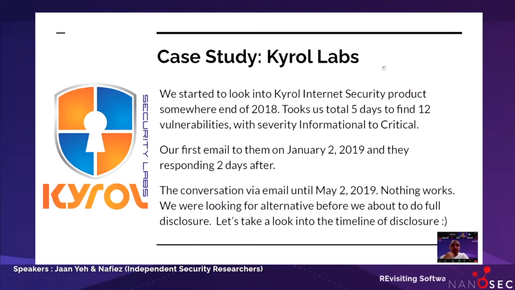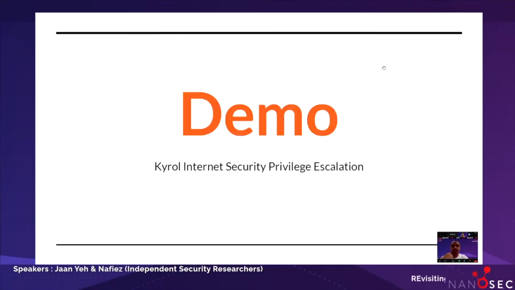It's a local product. As an overview, we started to look into the product somewhere at the end of 2018. It took us a total of 5 days to find 12 vulnerabilities with severity from informational to critical. Our first email to them was on January 2nd, and they responded after that. The conversation didn't work well, not until May 2nd, 2019. Nothing worked, and we were almost looking for another alternative, a full disclosure. Let's take a look at the timeline of the disclosure.